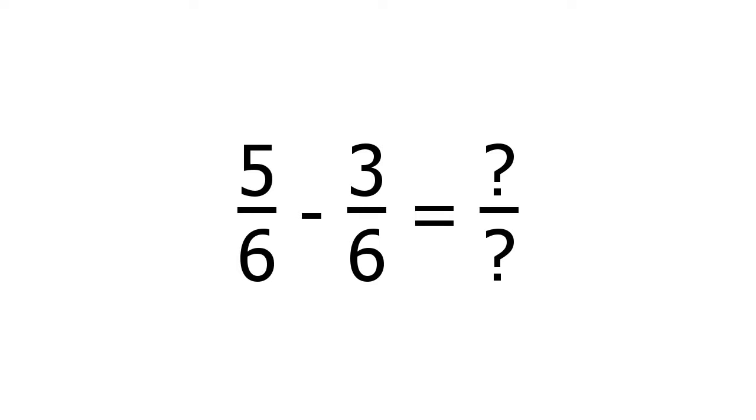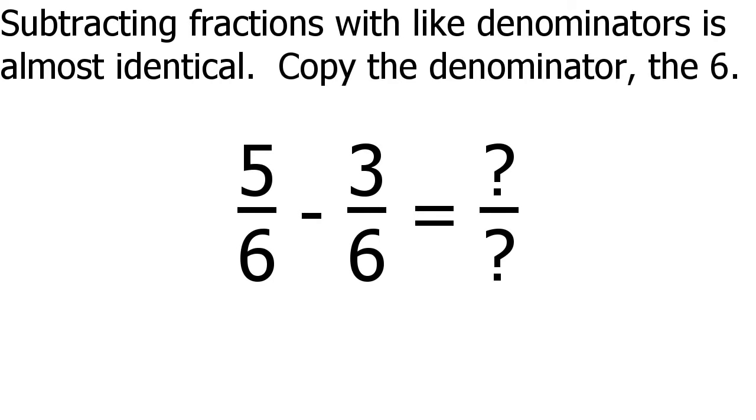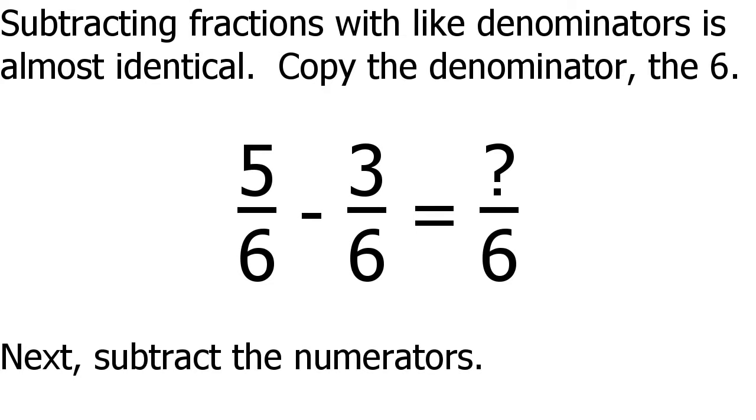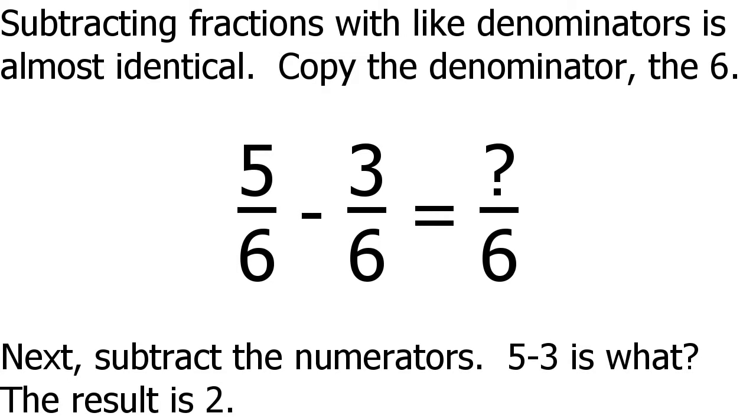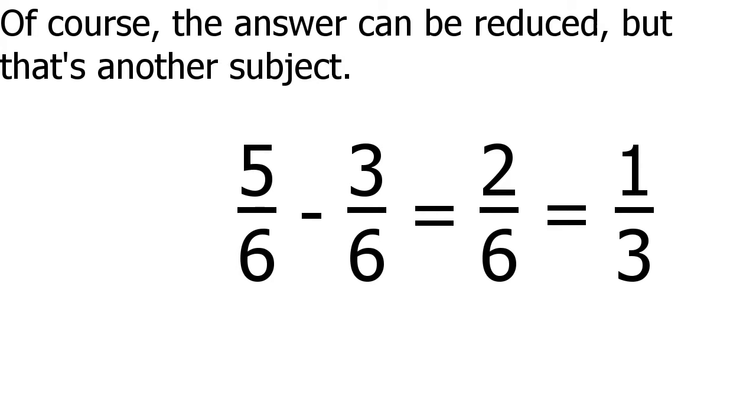Let's consider 5/6 minus 3/6. Subtracting fractions with like denominators is almost identical. Copy the denominator, the 6. Next, subtract the numerators. 5 minus 3 is what? The result is 2. 5 minus 3 equals 2. Thus, 5/6 minus 3/6 equals 2/6. Of course, the answer can be reduced, but that's another subject.